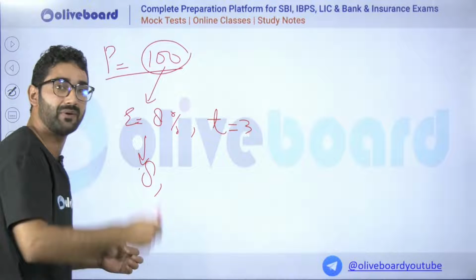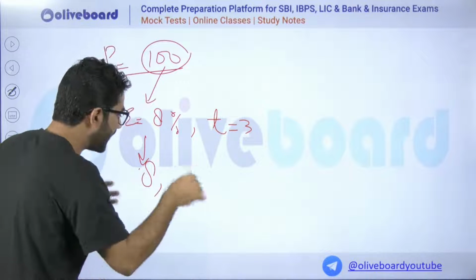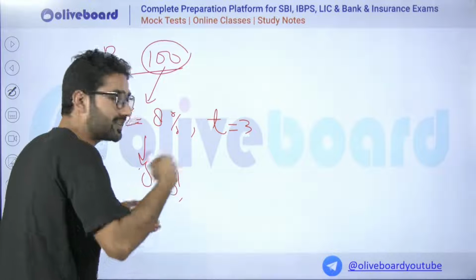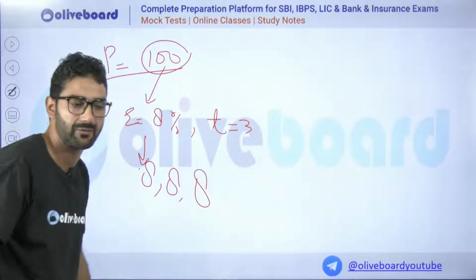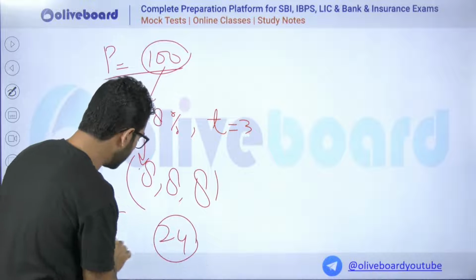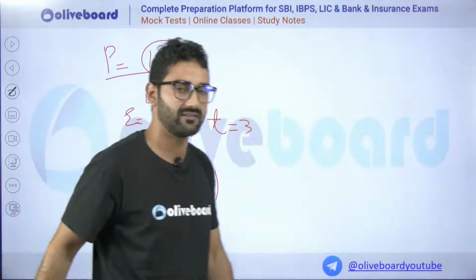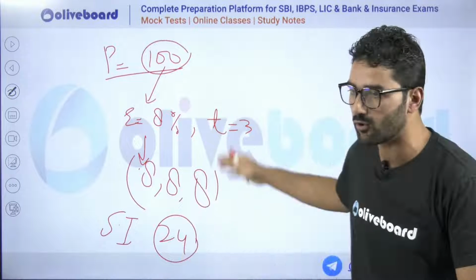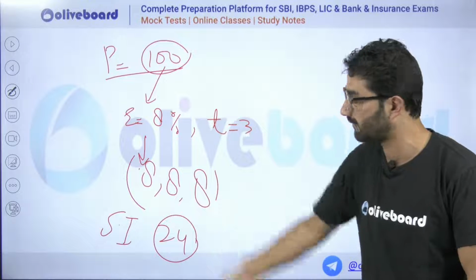For the second year, the simple interest remains the same. For every year it will be 8%. For the third year it will be 8%. That is nothing but 24 rupees. So this is the simple interest that I am going to pay. I am just asking this much. I am using the fast way, and I am going to explain only that way, the fastest way.